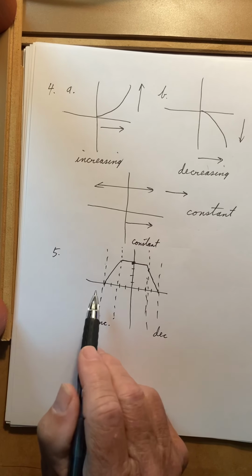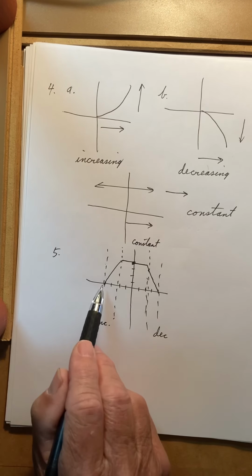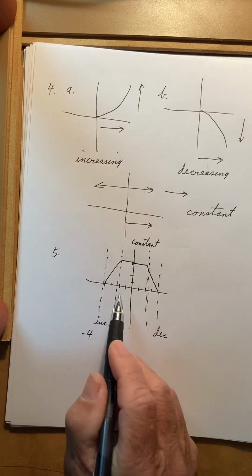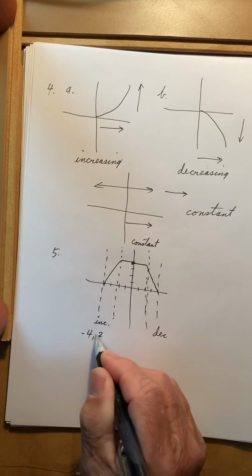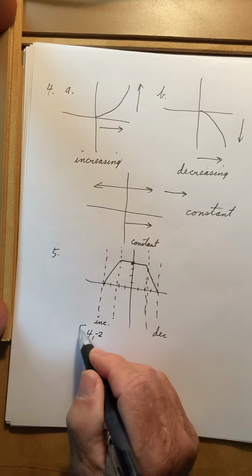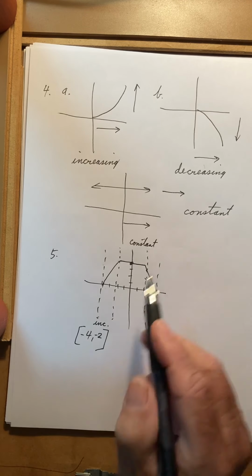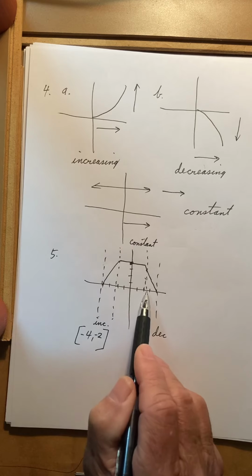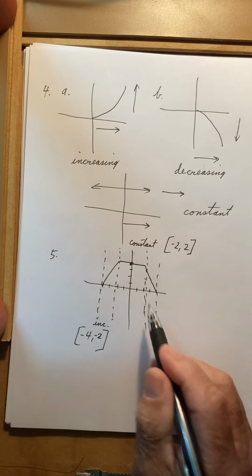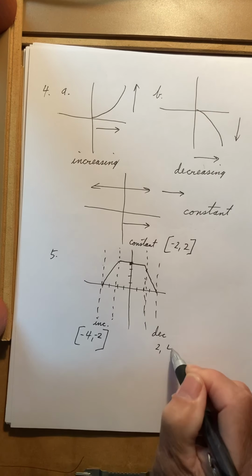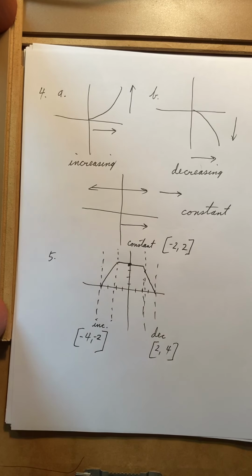But we want to identify the intervals now. This is -4, and it increases to -2 for x. And both of those are on the graph, so we'll use square brackets. It's constant from -2 to +2. Square brackets on those. And it decreases from 2 to 4. Square brackets again. So on this particular graph, it does all three. It increases, it decreases, and it's also constant. So that concludes this section.